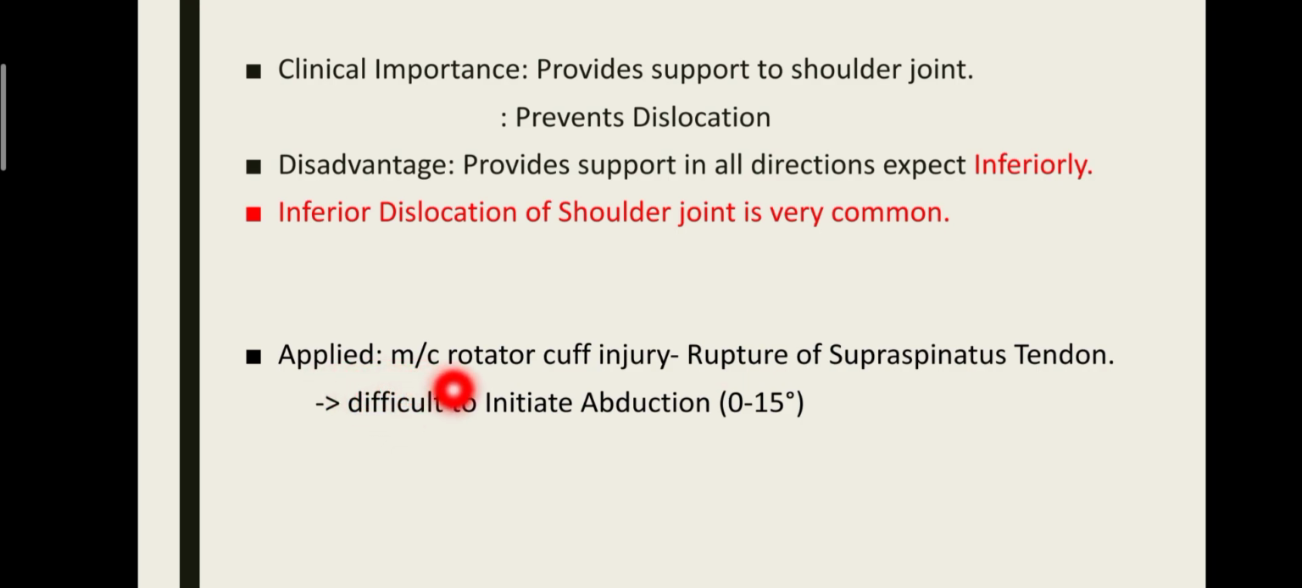And then we have an applied anatomy. The most common rotator cuff injury is due to the rupture of the supraspinatus tendon. Supraspinatus is the muscle that is responsible for the initiation of abduction, right? So from 0 to 15 degrees, that movement is performed by the supraspinatus. So due to the rupture of its tendon, we will have difficulty in initiating the abduction. Okay, from 0 to 15 degrees, the movement of abduction will be difficult.